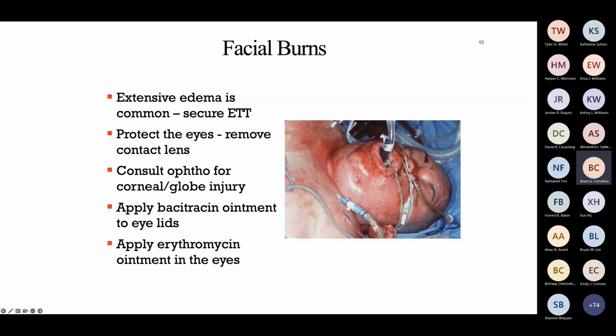Other things, think about the eyes. If you look in their eyes and realize they have contact lenses, try and remove those. The downside is if they've had a significant facial burn and they had contacts in, a lot of times those contacts will melt into place. So you may want to get ophtho to come see them either way. But certainly if they've had contacts in place that have burned. On the face, you're going to use bacitracin ointment to the eyelids. Remember, I told you those thin tissues tend to do poorly. So you want to try and treat them as well as possible. And then inside the eyes themselves, a lot of times we'll put some erythromycin ointment to help out with infection post-burn.